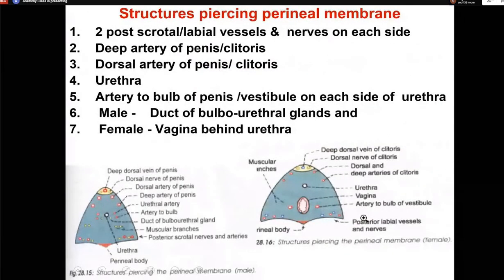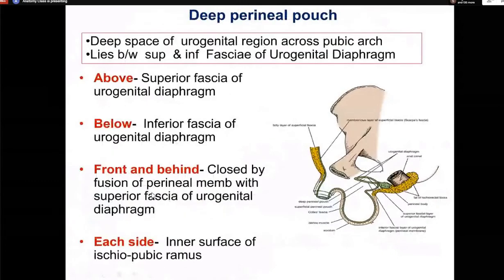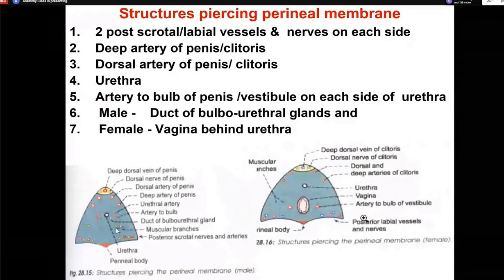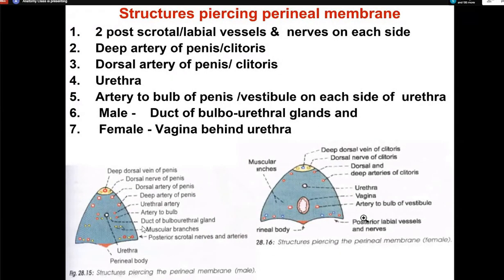Okay. Now, what are the structures that pierce the perineal membrane? So this one shows the structures piercing the perineal membrane in the case of the male, and this one in the case of the female. In both male and female, can you see the posterior scrotal nerve and artery on each side? Over here also, the posterior labial nerve and vessels on each side.